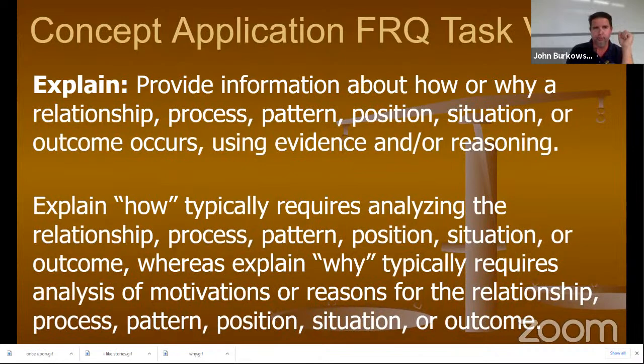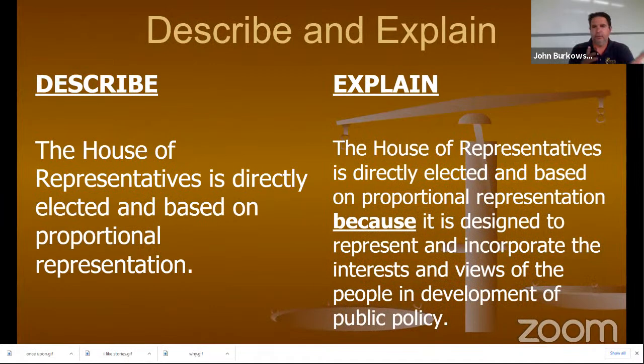So to give you another example and really figure out what is the difference between describe and explain in very simple terms, we want to start basic. Let's climb the pyramid here. Describe, one example. Describing is asking you to not simply define what the House of Representatives is. We know what it is. It's one of the legislative chambers in the United States Congress, along with the Senate. Okay, cool. That's what that is.